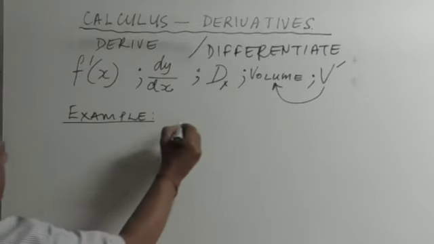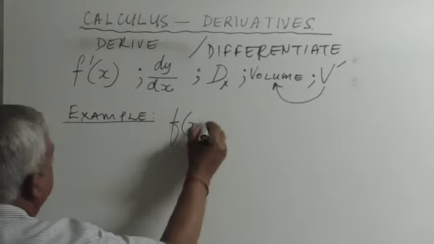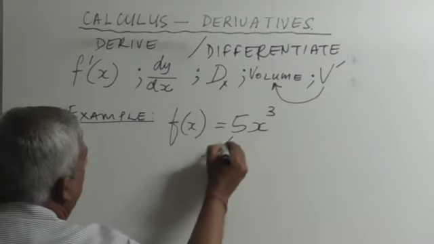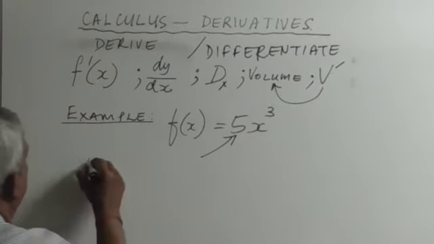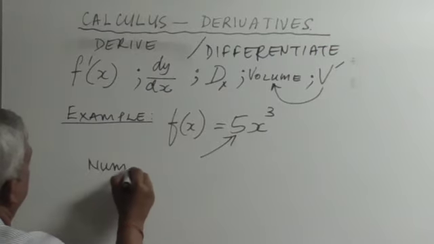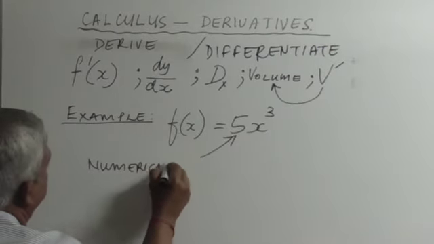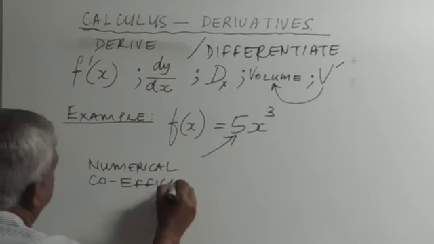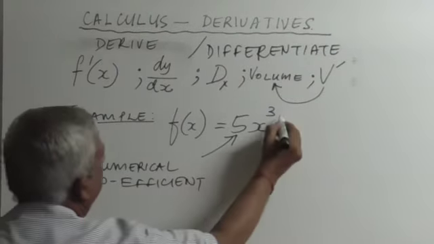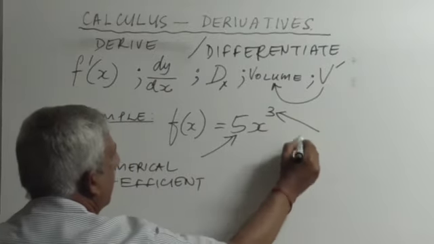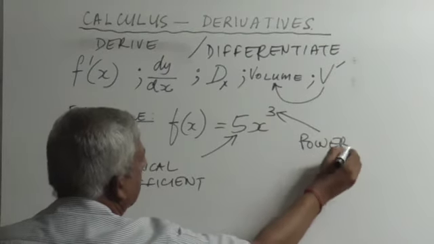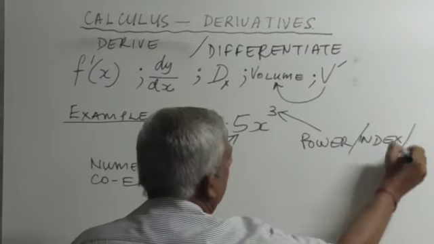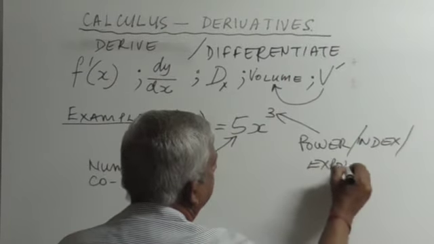First let us understand a few things about this example. Now this 5 is called numerical coefficient. And that 3 is called a power or index or exponent.